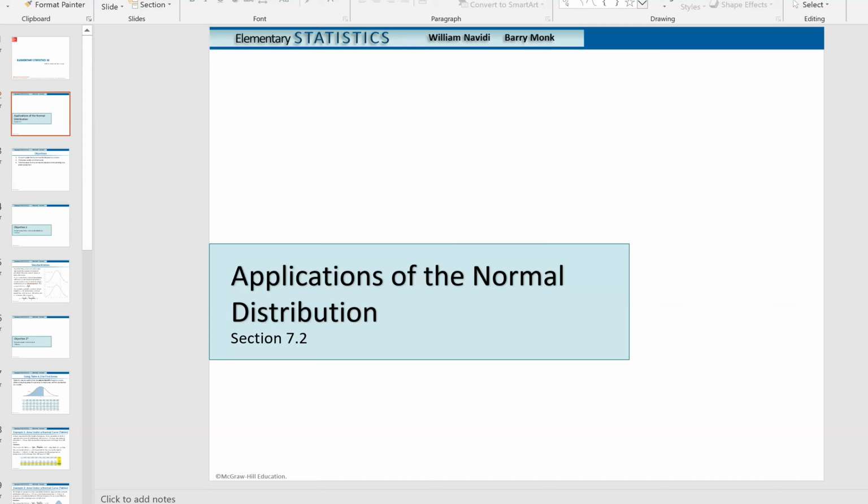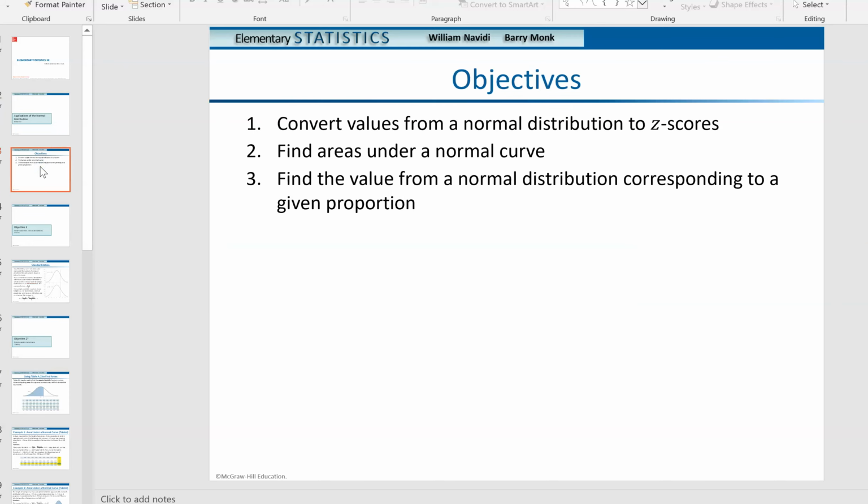Section 7.2. For this section, we're going to convert values from a normal distribution to z-scores, find the areas under a normal curve, and find the value from a normal distribution corresponding to a given proportion. So we're pretty much going to do what we did in the last section, only it's going to have word problems now.